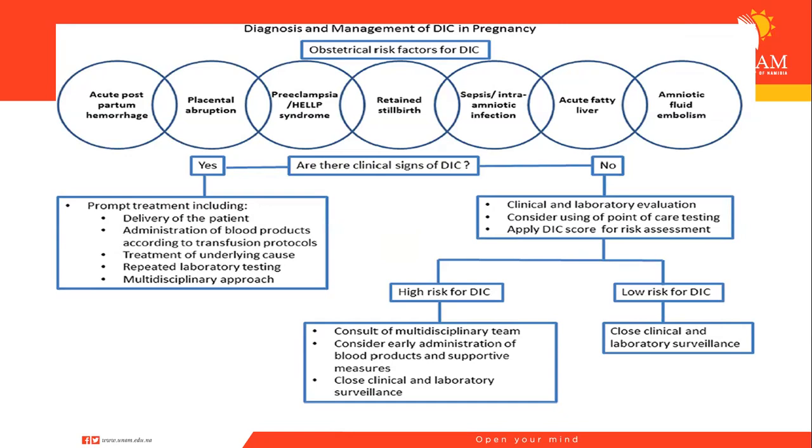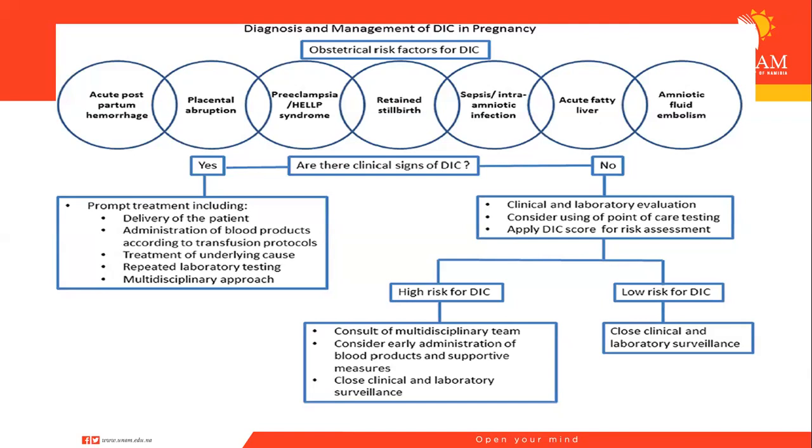You want to consider the use of point of care testing, like I mentioned before, your thromboelastograph. You want to apply the DIC score for risk assessment, which we're going to look at very soon. Now, if you do your JSTH DIC score risk assessment and it is high, more than 5, you want to immediately call a multidisciplinary team.